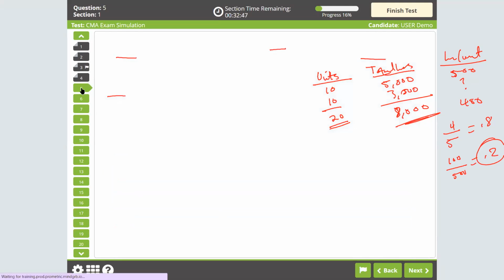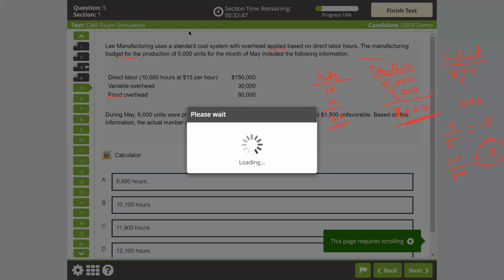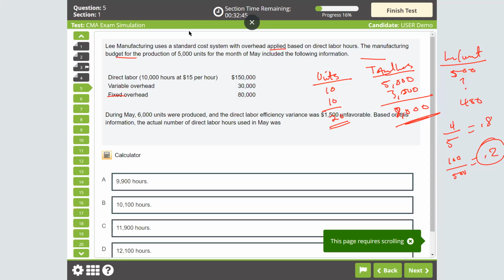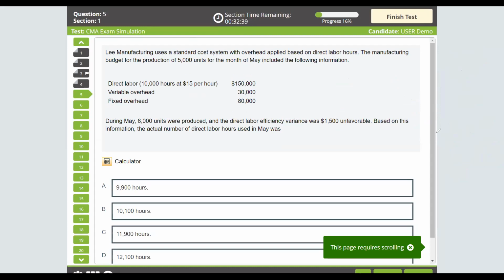Let's move to question number 5 and clear everything here. Okay, so this also has a bunch of data. So I'm going to skip reading everything and go straight to the question, or what is required. During May, 6,000 units were produced and the direct labor efficiency variance was 1,500 unfavorable. Based on this information, the actual number of direct labor hours in May was, okay, great.